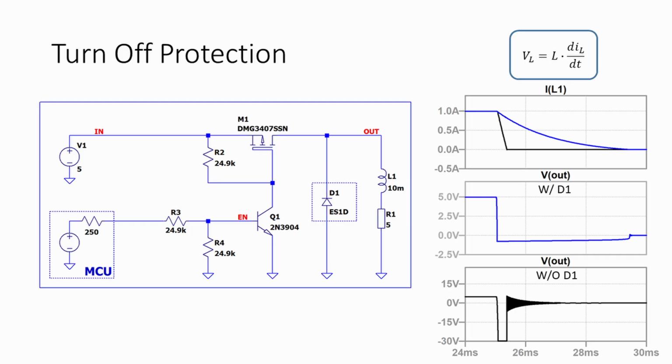In the waveform comparison, you can see that the current decay is spread out over a longer time period, reducing di/dt. The output voltage plot also shows the lower clamp level and the reduction in parasitic ringing. Effectively, what we're doing is limiting VL to a diode drop. Since L and delta I are consistent, the clamping diode increases delta T.